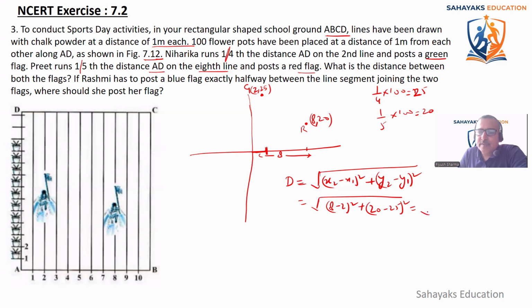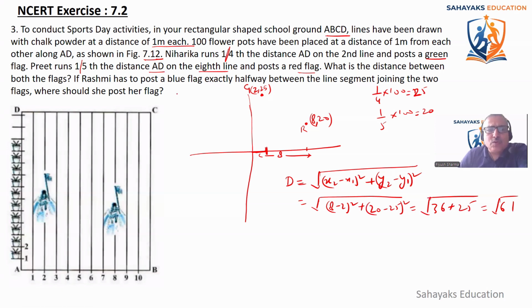So it comes out to be 6 square, 6 square is 36, plus 5 square is 25. So 8 minus 2 is 6, 6 square is 36, 5 square is 25, and 36 plus 25 is 61. So it comes out to be square root 61. So the distance between the green flag and the red flag is square root of 61.